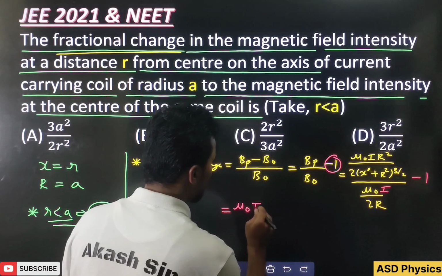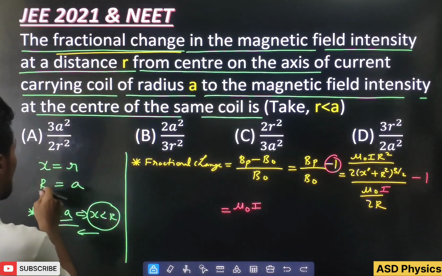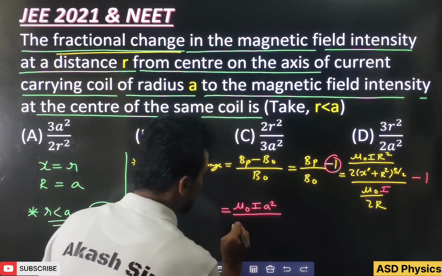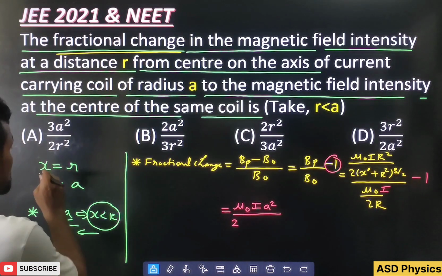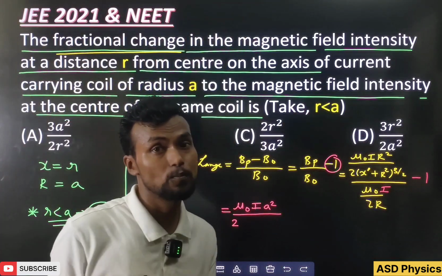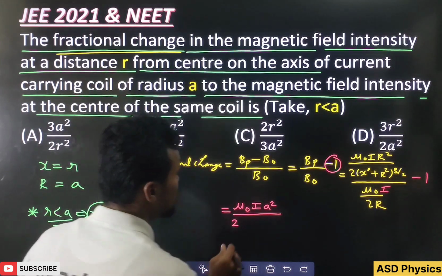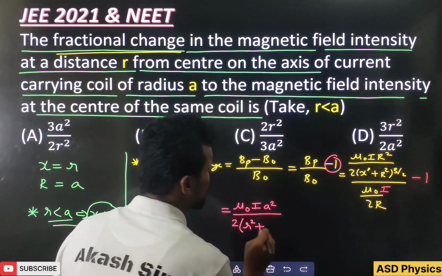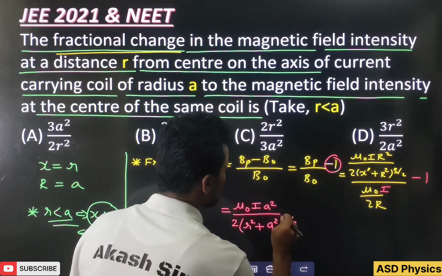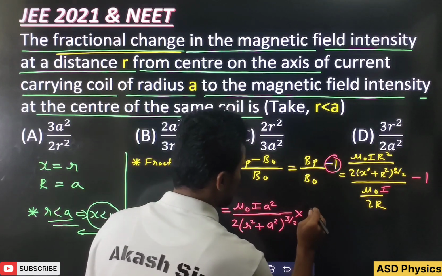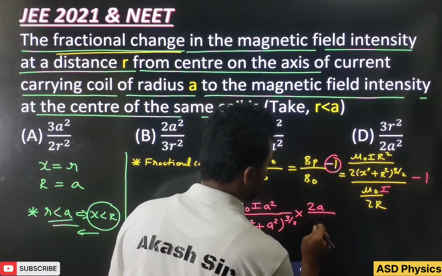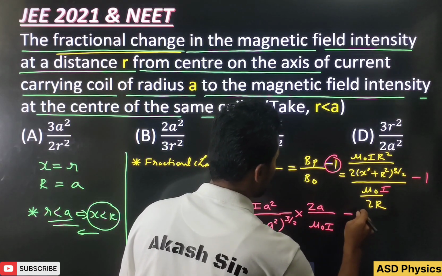Now, so see here, what is coming here, students? See, mu naught I, and here capital R value, how much is given? Capital R is given as a square. Have to be very, very careful. Mu naught I a square by 2. X value, how much is given here? X value is the small r. Don't be confused. There small r was current element to the observation point, but here this x value is small r. Okay, so we can write as r square plus capital R, how much is given here? Again a. Have to be very, very careful. Power 3 by 2, into this will become reverse, so we can write here 2 capital R, and capital R is a. So 2a by mu naught I, and here minus 1 is there.